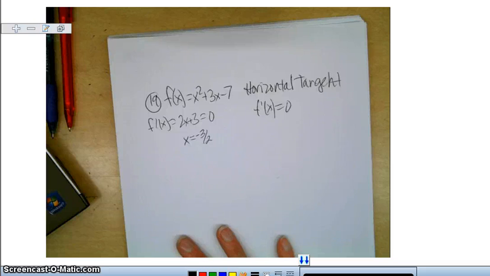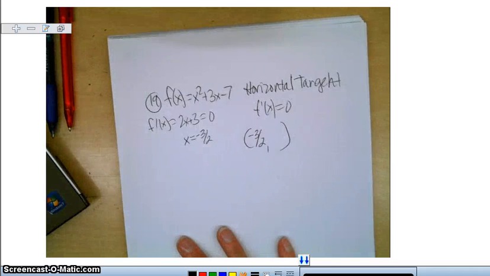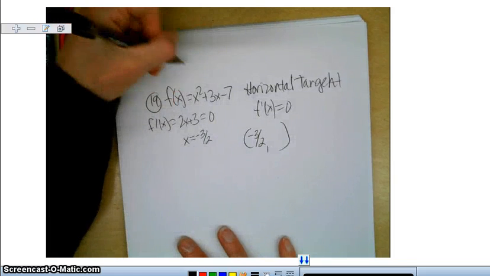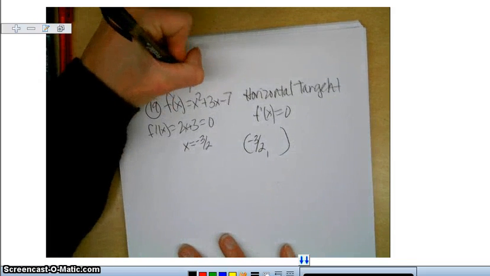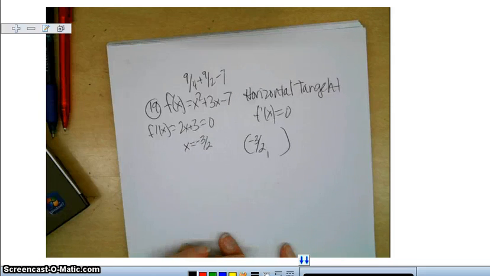If I want to find a y value, which I need to, the point where it has a horizontal tangent is negative 3/2, comma. If I plug that in there, I get 9/4 plus 9/2 minus 7.